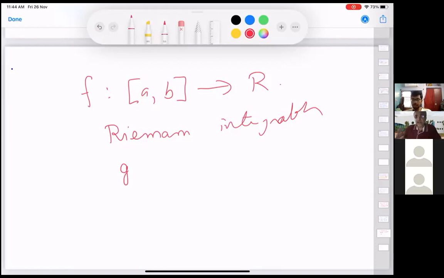One can speculate and you can read about these things. But the main thing is that we do not want to characterize what all changes will not change Riemann integrability. There is a full statement about f being Riemann integrable if and only if, but we are not going towards that theorem. Okay.